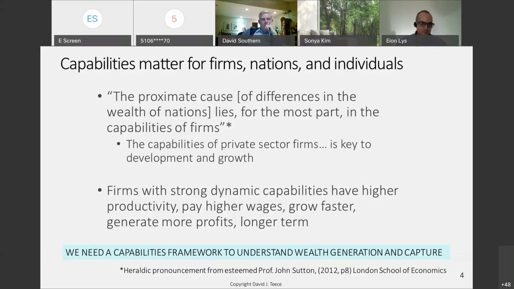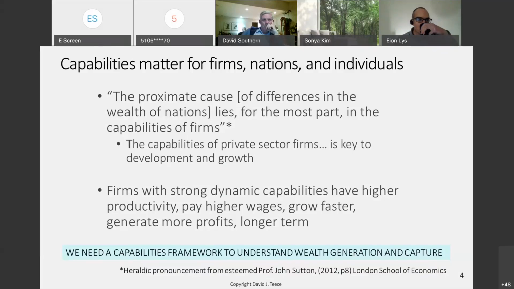Look at that first statement. The proximate cause of differences in the wealth of nations lies, for the most part, in the capabilities of firms, not the balance sheets of firms, not the IP of firms, not the identity of the founder, but the capabilities of firms. And I agree 100%.